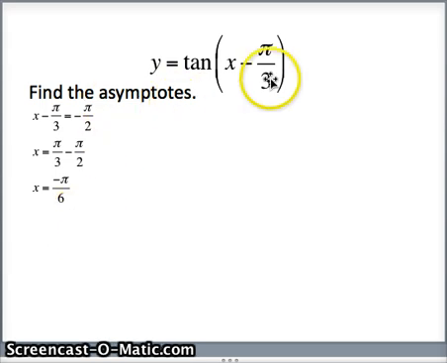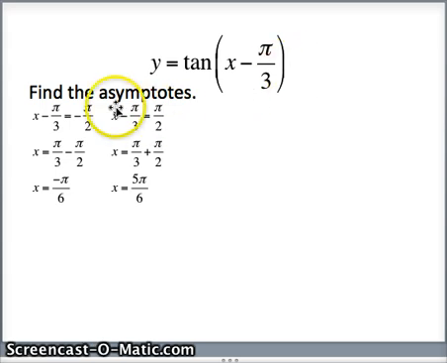My second asymptote for tangent is usually pi over 2, so the thing in the parentheses has to equal positive pi over 2. So x minus pi over 3 is positive pi over 2. Adding pi over 3 to both sides, pi over 3 plus pi over 2, 2 pi plus 3 pi, 5 pi over 6. So we have asymptote, we have asymptote. The midpoint is halfway between. If I add negative pi over 6 plus 5 pi over 6, I get 4 pi over 6, 2 pi over 3.